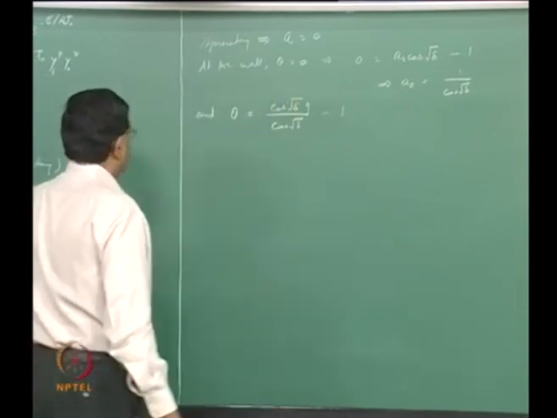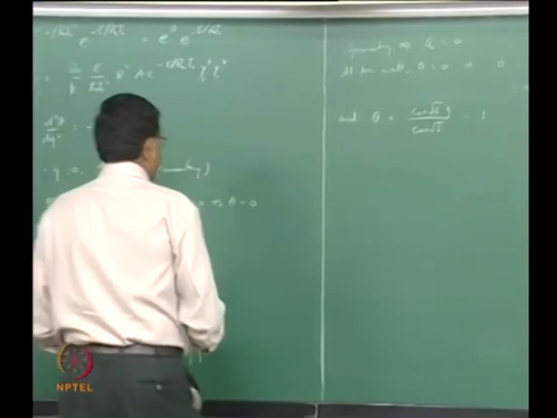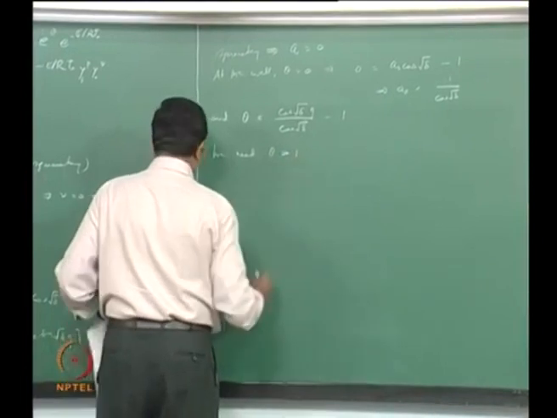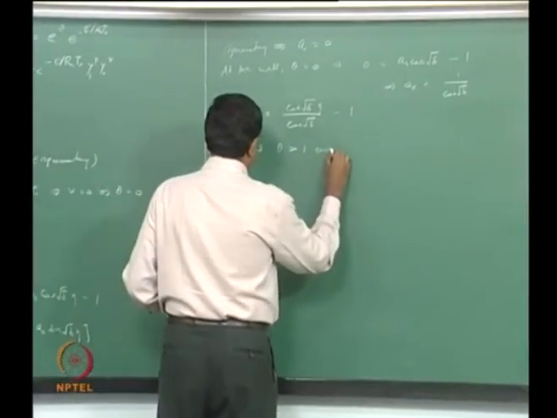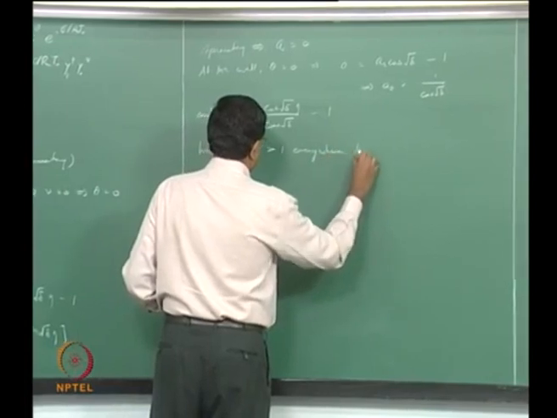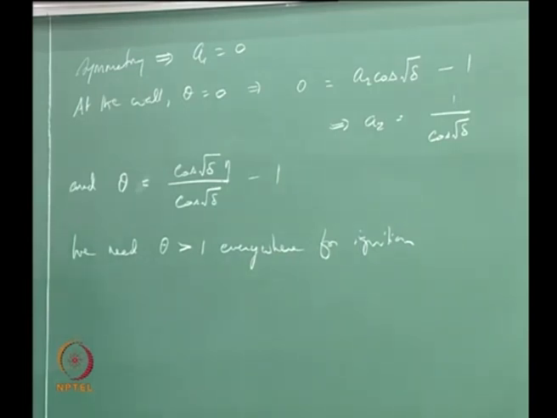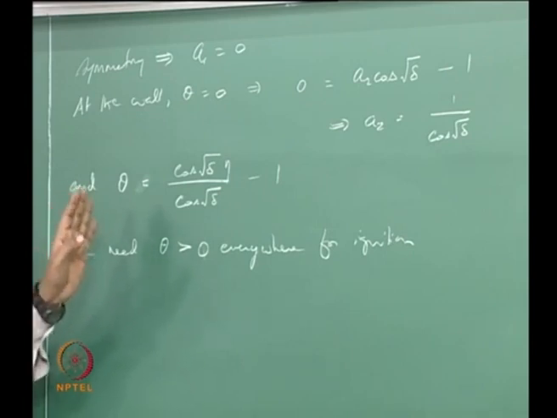But more than that, what we have to worry about is, we need theta greater than 0 everywhere for ignition. More than that, we need theta to be bounded, okay. It is one thing to actually have greater than 0, right. So more than theta just being positive, we also want to make sure that theta does not really blow up, right.